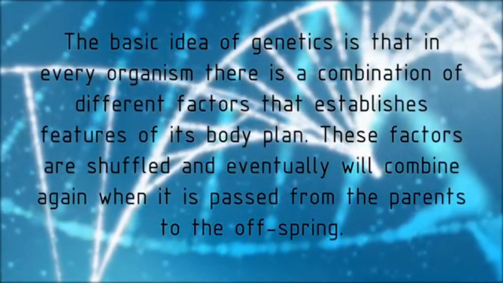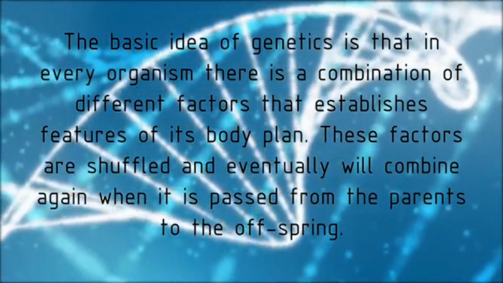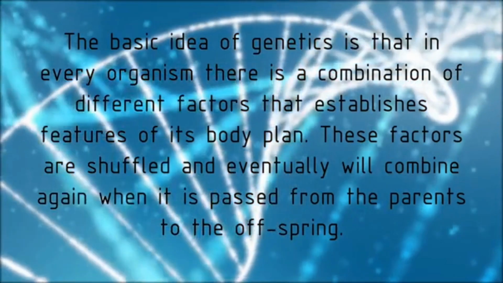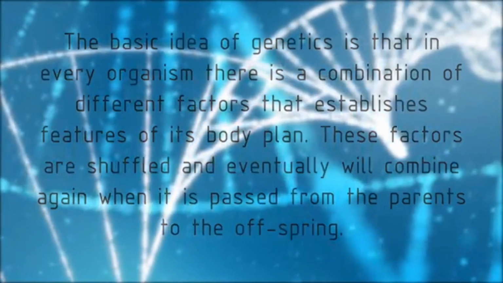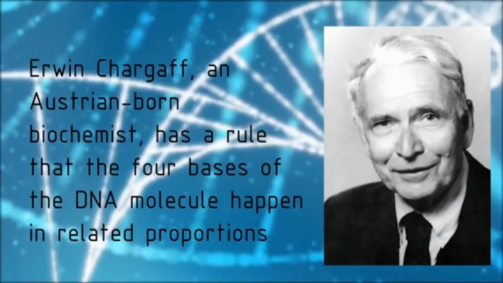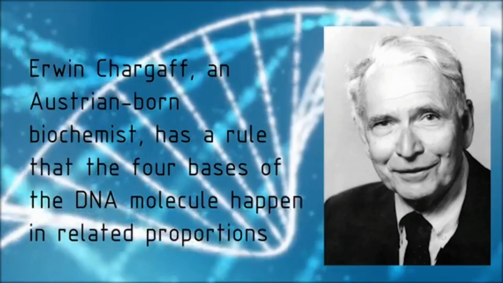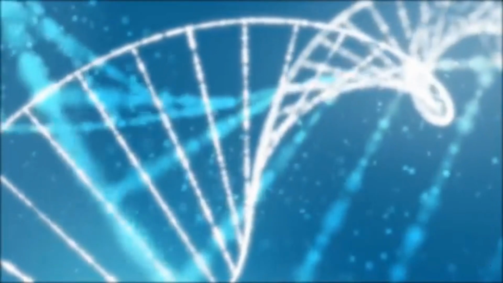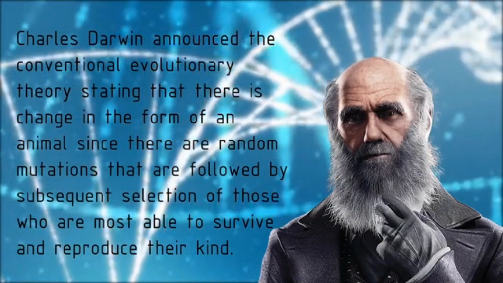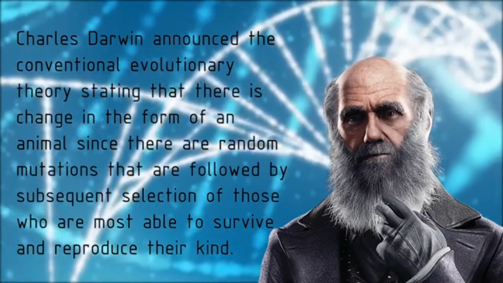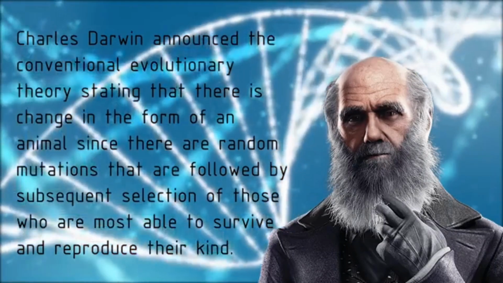The basic idea of genetics is that in every organism there is a combination of different factors that establishes features of its body plan. These factors are shuffled and eventually combine again as they are passed from the parents to the offspring. Erwin Chargaff, an Austrian-born biochemist, found a rule that the four bases of the DNA molecule occur in related proportions. Charles Darwin announced the conventional evolutionary theory stating that there is change in the form of an animal since there are random mutations that are followed by subsequent selection of those most able to survive and reproduce their kind.